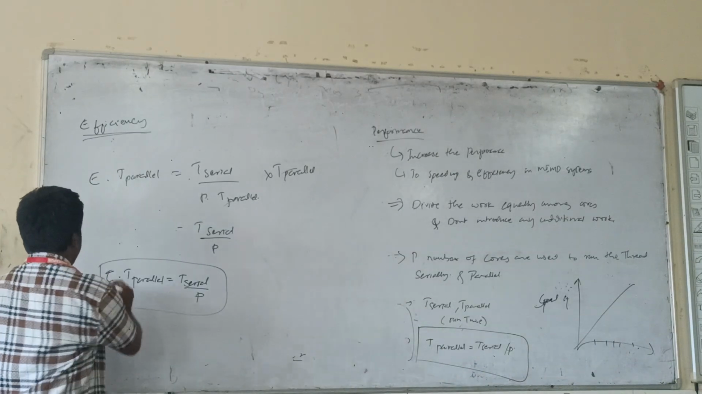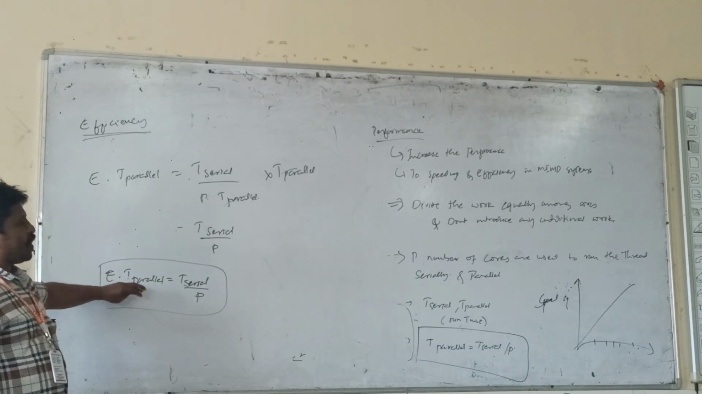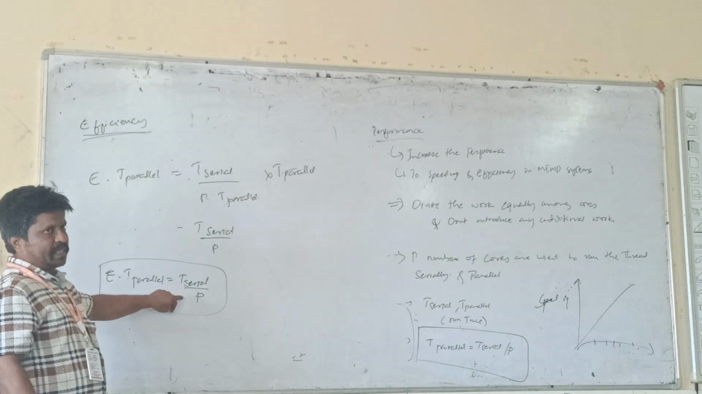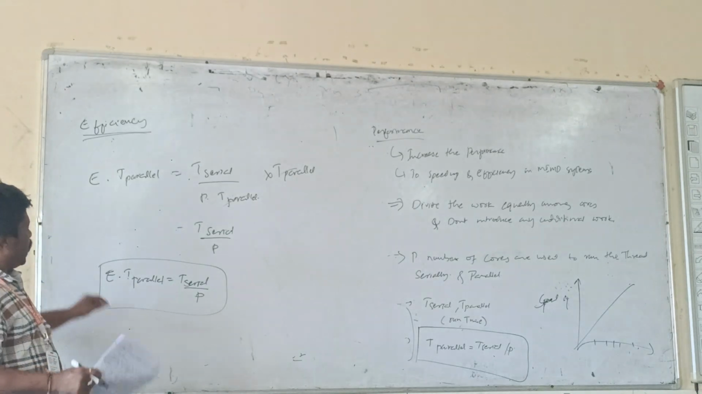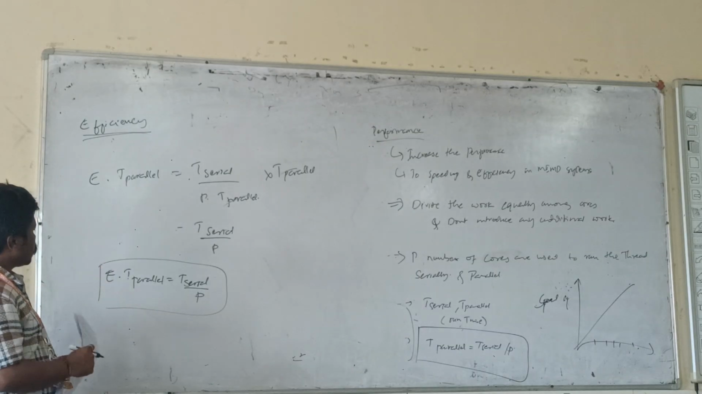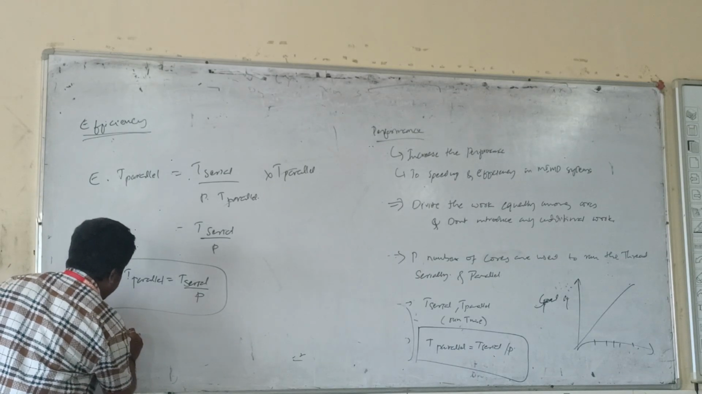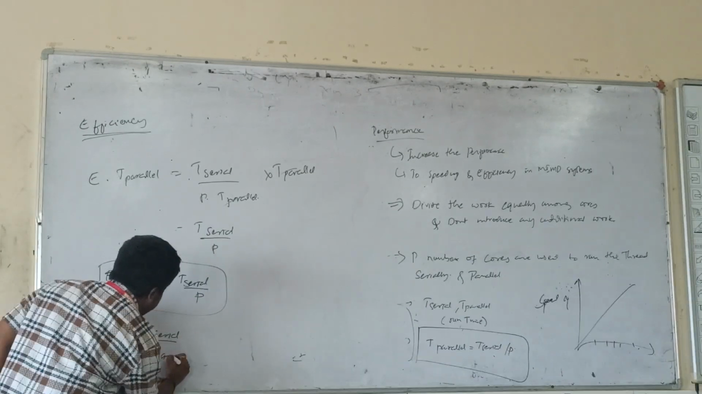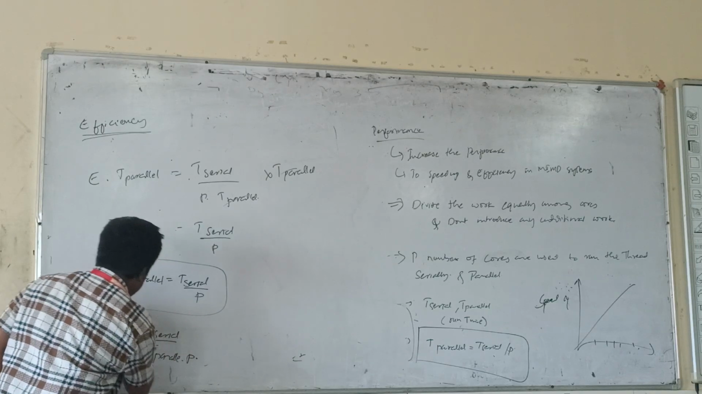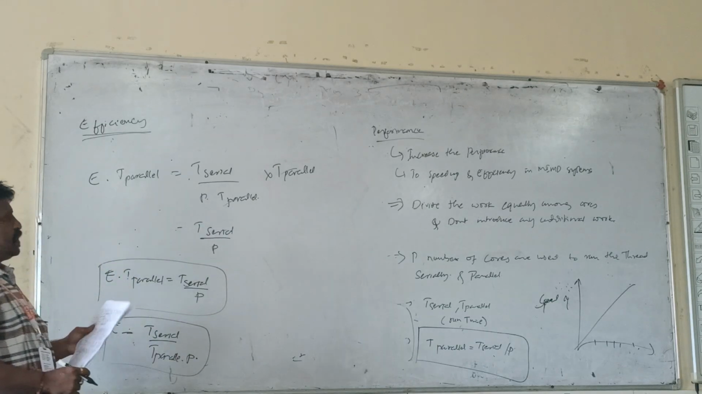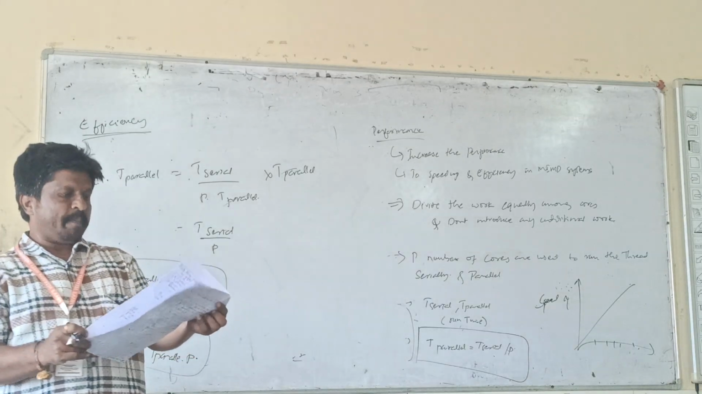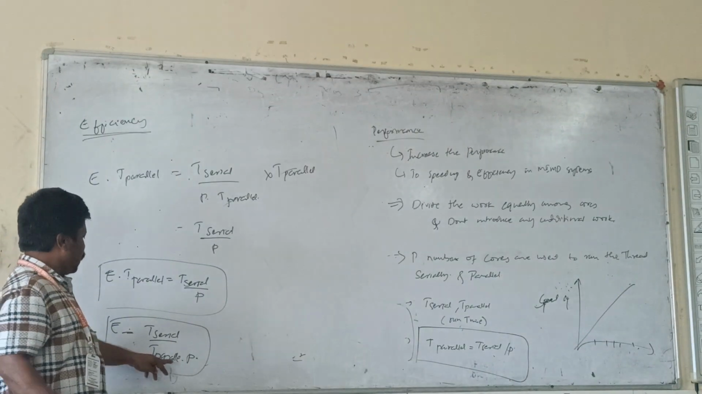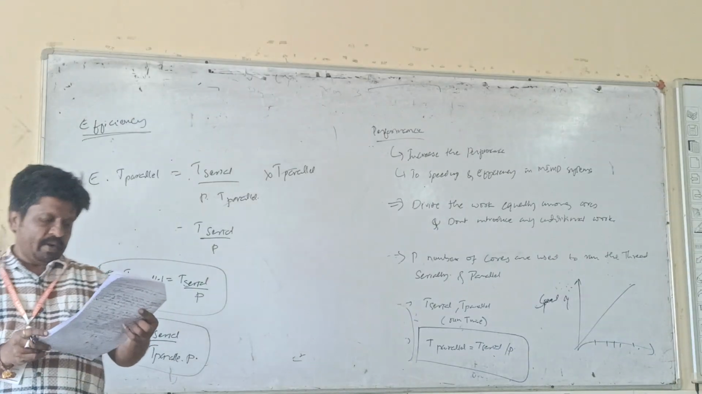If you just want to find the efficiency for the given parallel program, we can use T serial by P itself. This is the same as T serial by T parallel dot P. This is the formula for efficiency in parallel programming: efficiency equals T serial by T parallel, multiplied by the number of processors P.